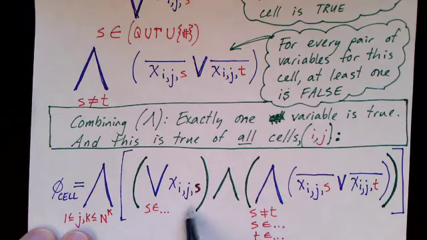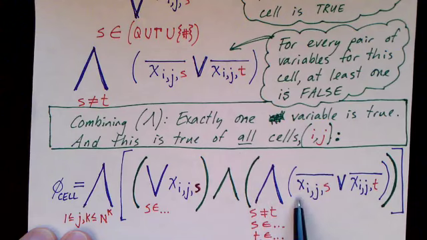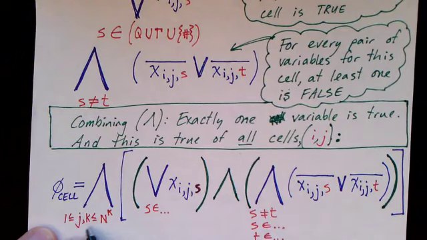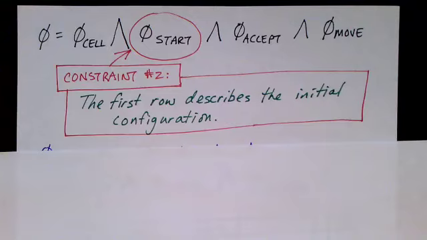Well, here's the part that says the cell contains at least one symbol. And here's the part that says that the cell contains at most one symbol. So this is saying for all cells i, j, the cell contains exactly one symbol. So that's our first constraint.